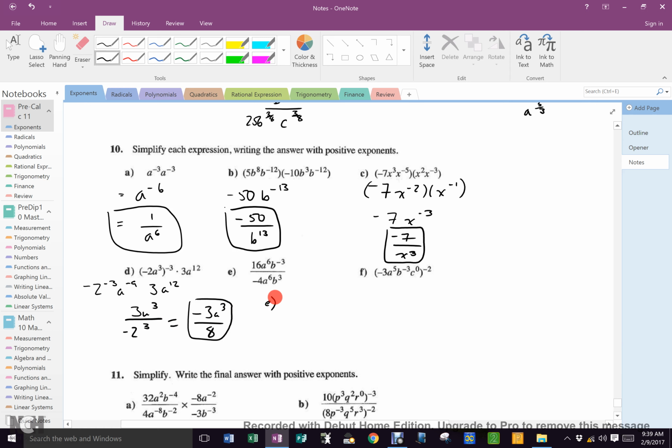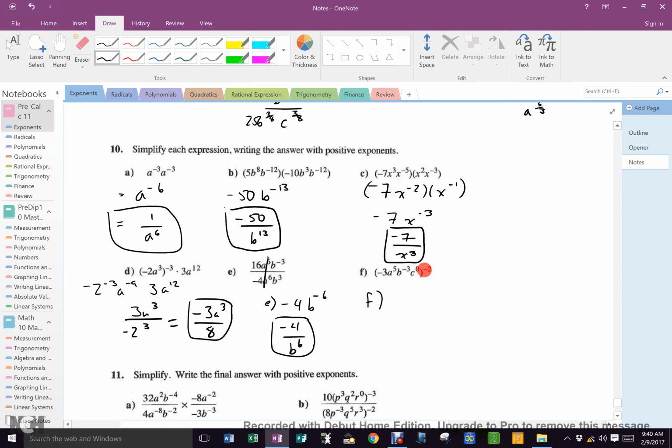This is E. 16 divided by 4 is negative 4. A6 over A6 cancels. Negative 3 minus 3 cancel is negative 6. So I've got b to the negative 6. So I've got negative 4 over b to the 6th.